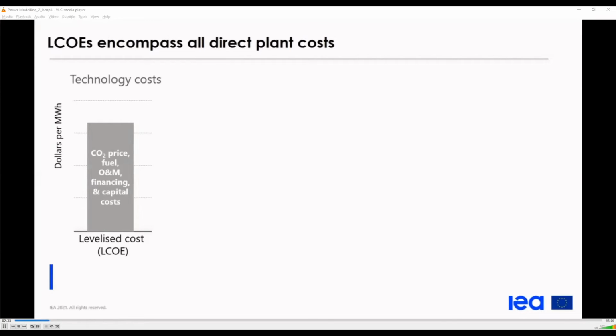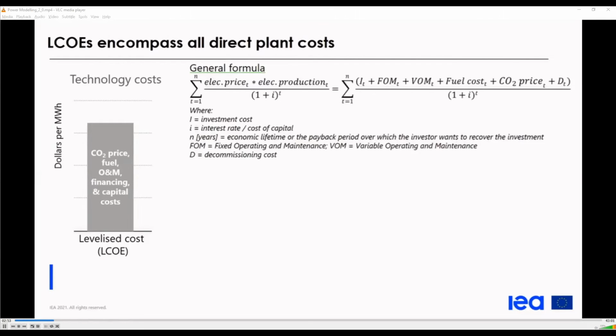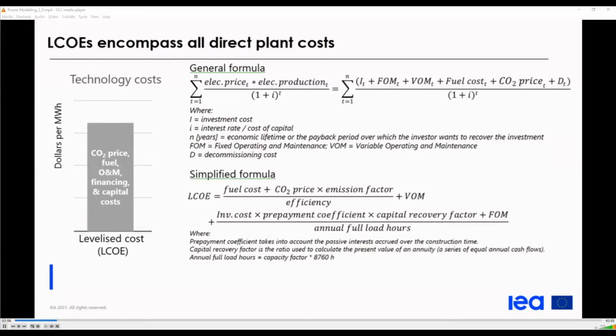Of course, on top of that, you would have the financing cost along the way that we generally call the weighted average cost of capital. So this can be quite a significant and disparate set of costs, depending on the technologies. And we can see here how the LCOE really does a great job at putting them together in this general formula for calculating the LCOE. We have a more simplified form as well.